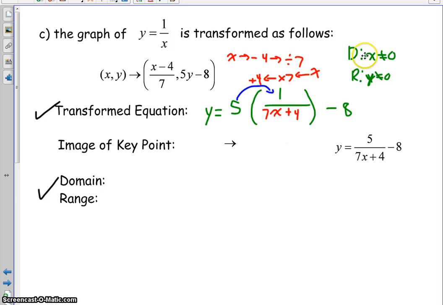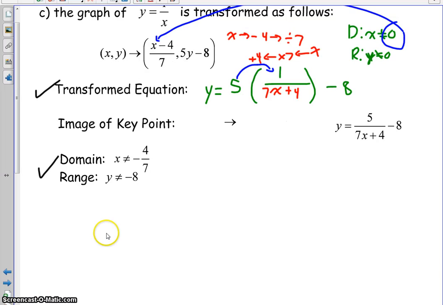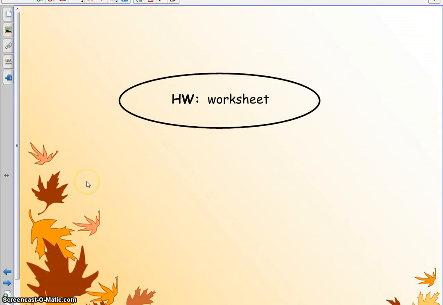Okay, so put your original domain and range into the mapping rule. So sub 0 in here, 0 minus 4 over 7 gives you negative 4 over 7. And then you put in 0 in here for y. 0 times 5 is 0, minus 8 is minus 8. So x cannot be equal to negative 4 over 7 is your domain, and y cannot be equal to negative 8 is your range. Alright, so that's it.